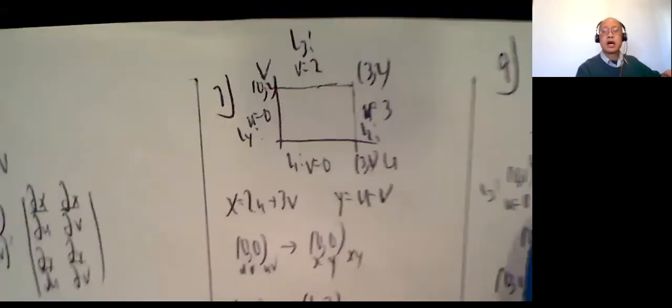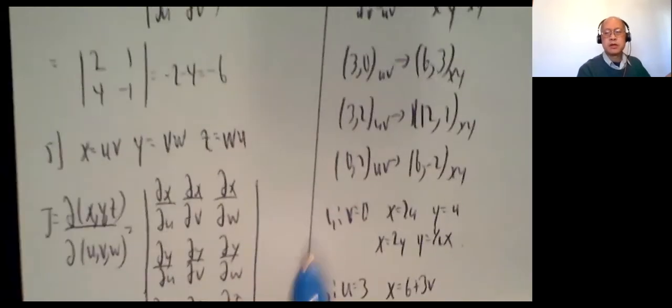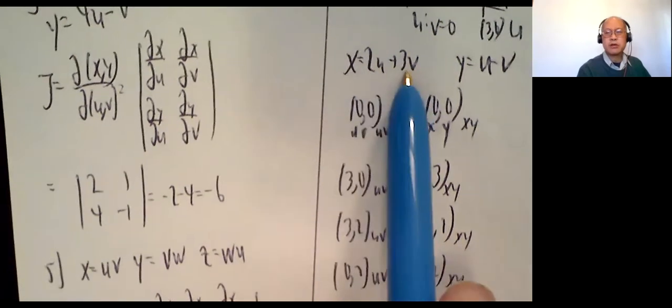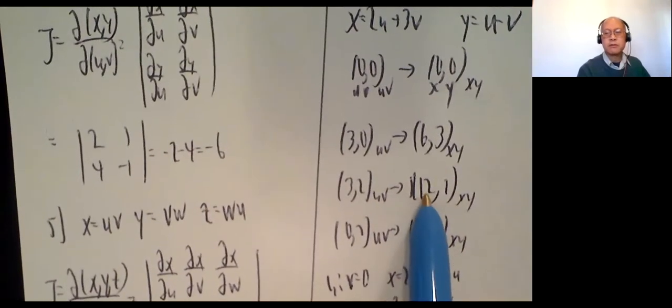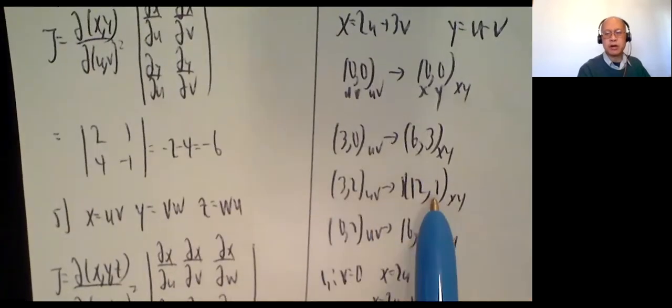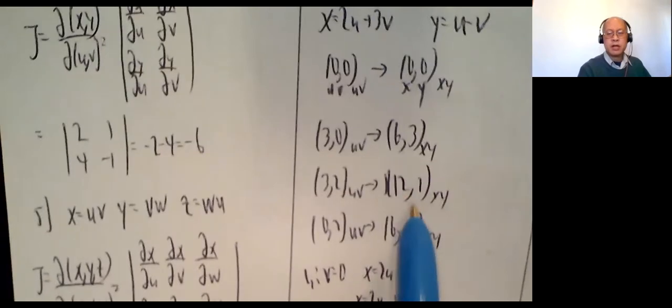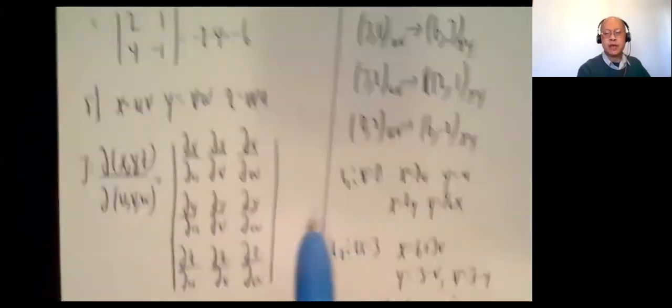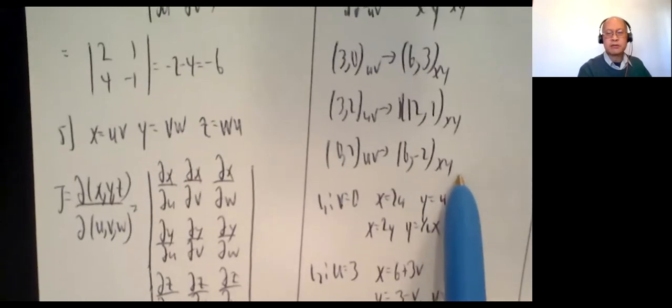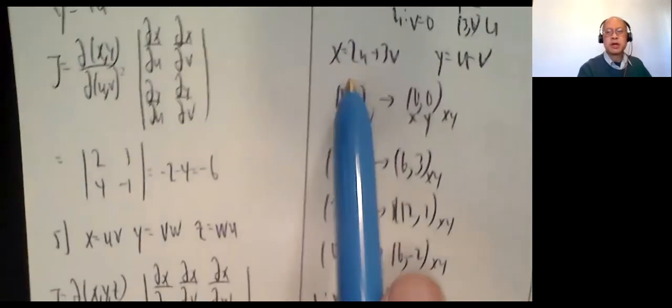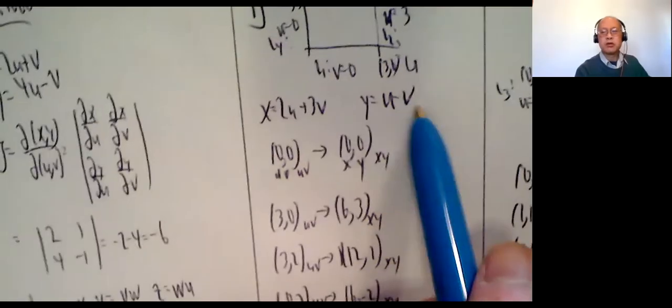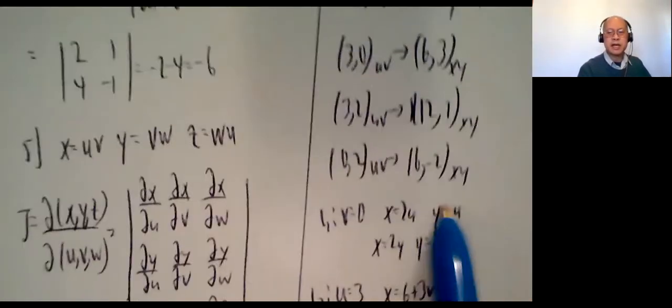How about the point (3, 2)? I plug in U is 3, V is 2. 2 times 3 is 6, 3 times 2 is 6, 6 plus 6 is 12. So X is 12. Y is U minus V, so 3 minus 2 is 1. So the point (3, 2) becomes the point (12, 1). And finally, (0, 2) in the UV plane. Plug in 0 for U and 2 for V. That's 0 plus 6, so X is 6. Y is 0 minus 2, which is negative 2. So (0, 2) becomes (6, negative 2).